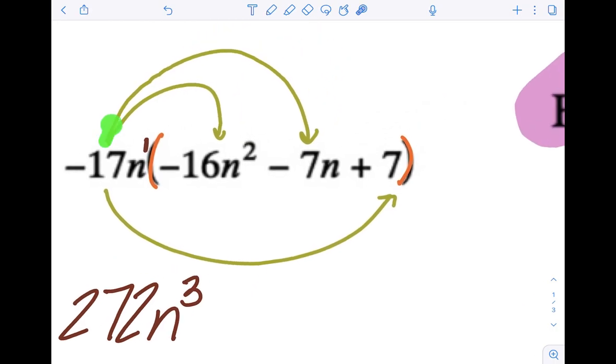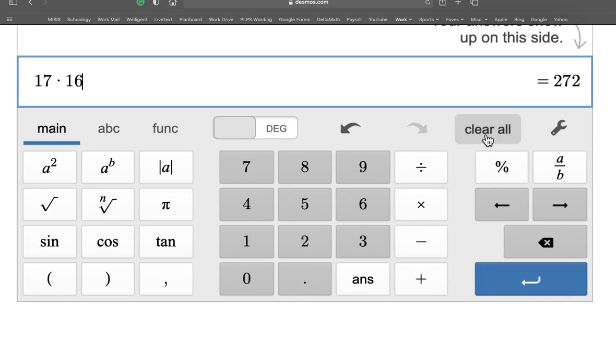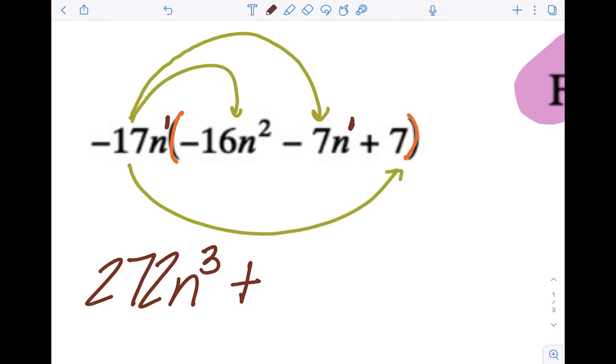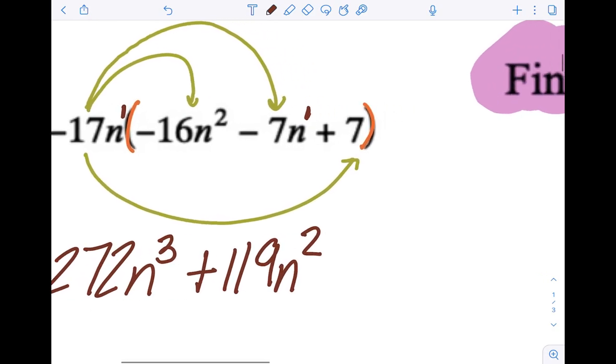Now I'm going to do negative 17n times negative 7n. Again, there's an invisible 1 here. So negative times negative is a positive, right? 17 times 7, I'm not sure what that is as well. So 17 times 7, 119. Look at that. We get 119. And then n to the first times n to the first, we add the 1 and the 1, and that gives us n to the second, like that.